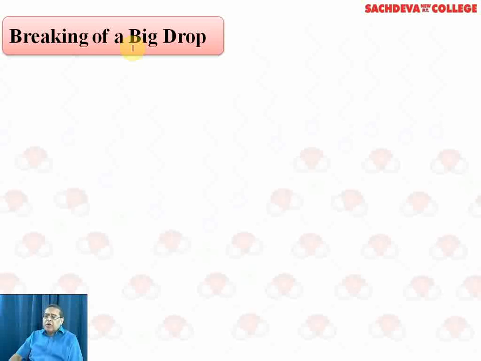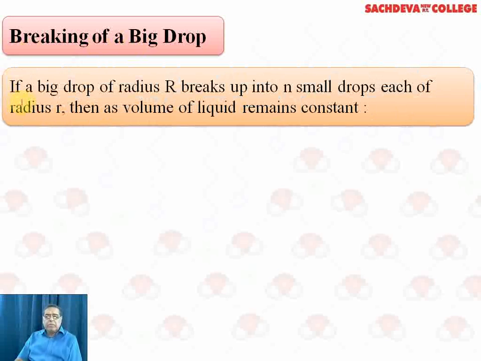But for a bigger drop, the volume is 4/3 πR³, where R is capital R, and for smaller drops, it will be 4/3 πr₁³, 4/3 πr₂³, 4/3 πr₃³. If we add all the volumes of the smaller drops, it will be equal to the bigger drop. So this concept we have to go through in the breaking of a big drop. So the main context will be like this.